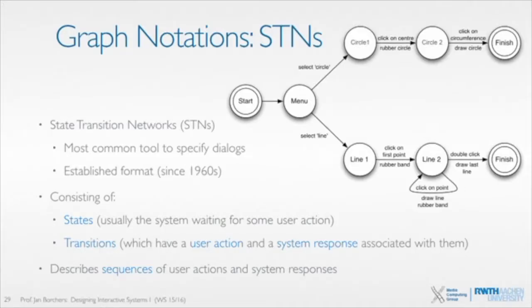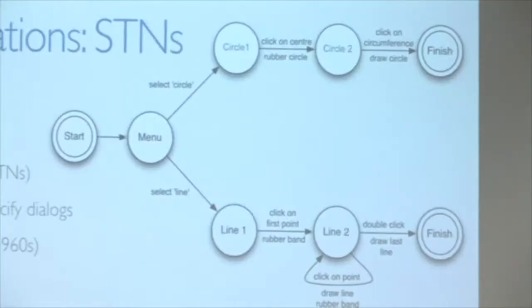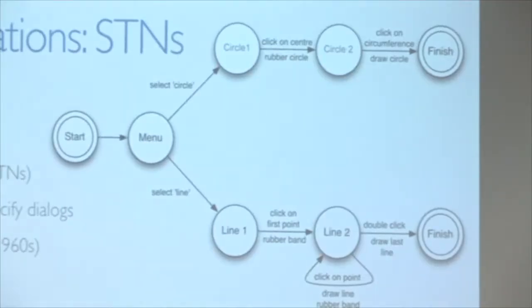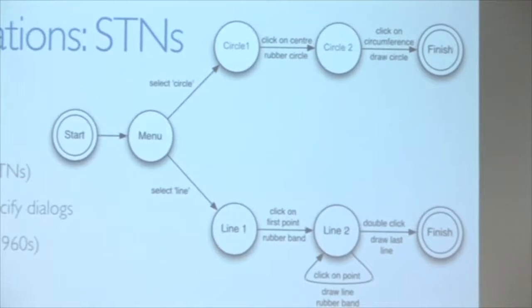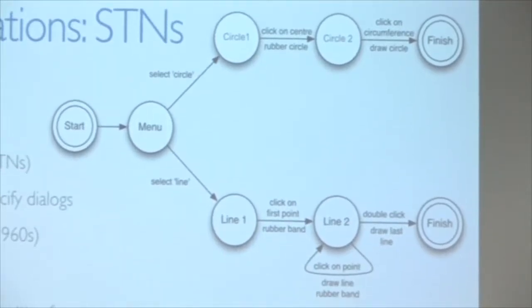This system here, what do you think this is describing? This little state transition network. Yeah, it's describing an application where you can draw a circle or draw a line. Yep, simple graphics tool, right?